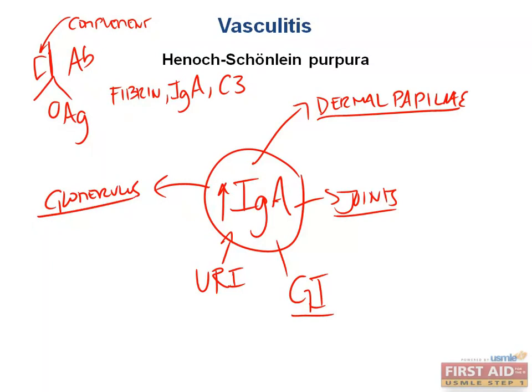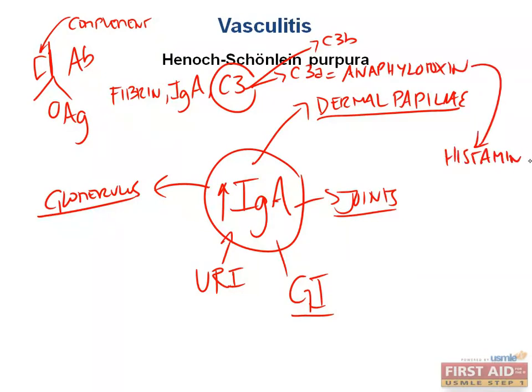How are we actually going to have end organ damage due to deposition of these immune complexes? Well, C3 is the bad guy here. It will split into C3a and C3b. We know from that dreadful complement diagram, C3a is an anaphylatoxin. This means that it will cause a dramatic release of histamine and leukocyte chemotaxis. So now we get white blood cells in the equation.